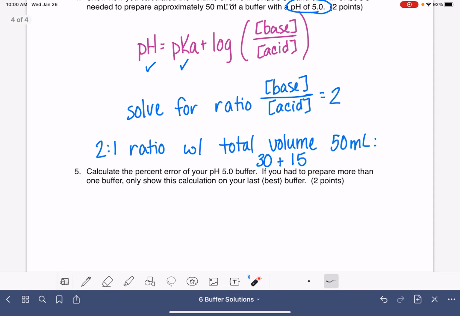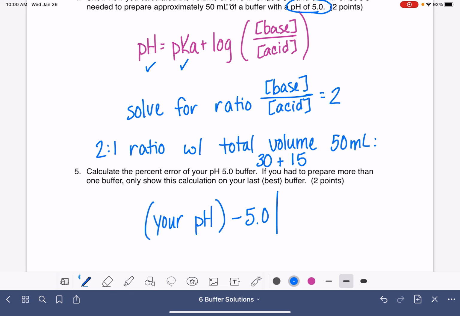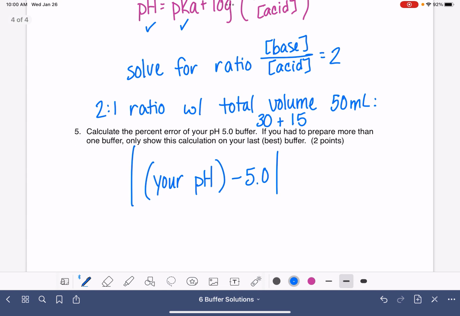Once you have successfully made your buffer, you are then going to calculate your percent error. That is going to be done by taking your pH, whatever it is that you get, subtracting 5, and this needs to be an absolute value. It might be positive, might be negative. Divide by 5, and then multiply it by 100. That's going to give you your percent error.